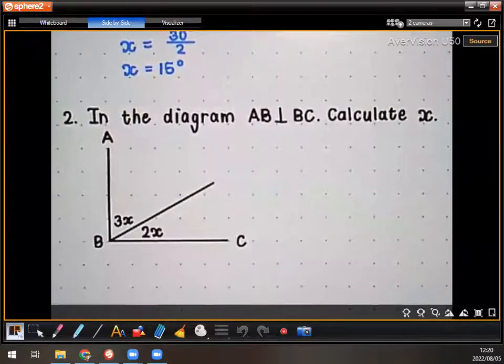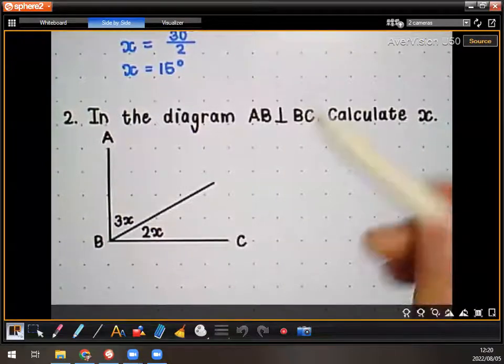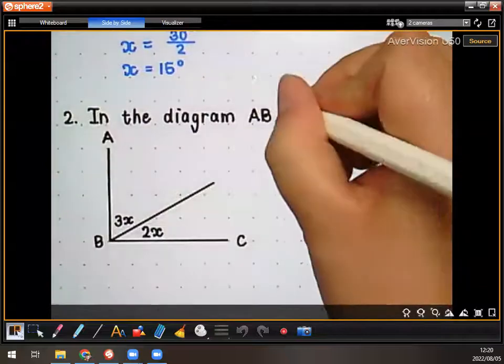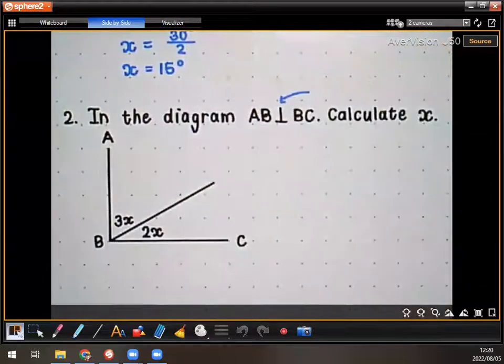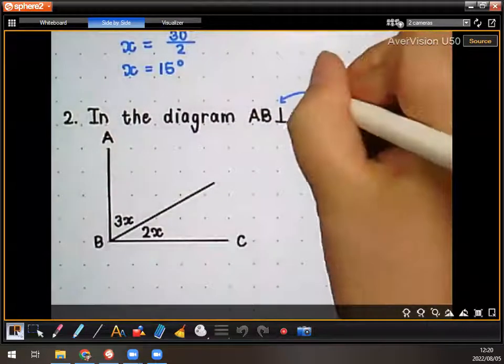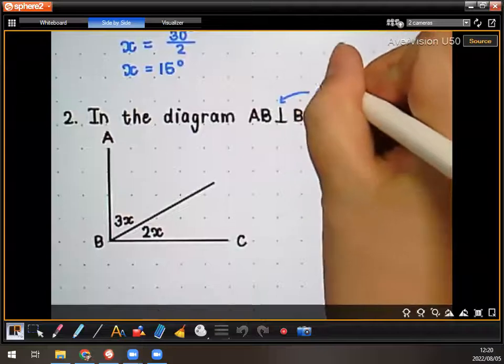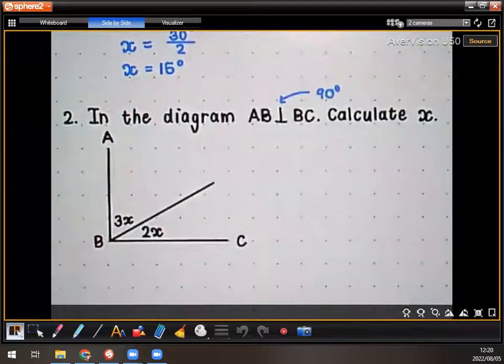Okay, number 2. In the diagram, AB is perpendicular to BC. What does that mean? Yes, okay, perpendicular, that symbol means perpendicular. That means that where they meet, where they intersect, a 90-degree angle is formed. So I'm going to write there 90 degrees. So AB is perpendicular to BC.